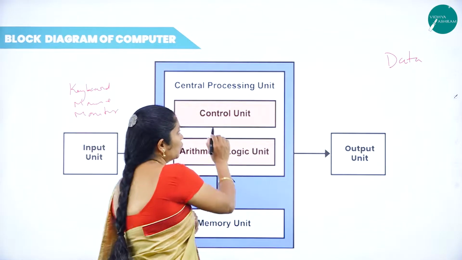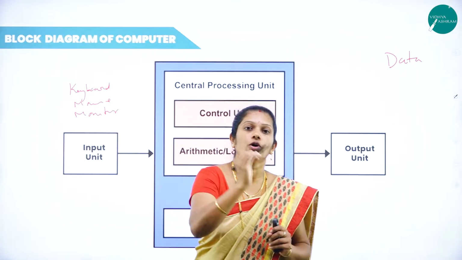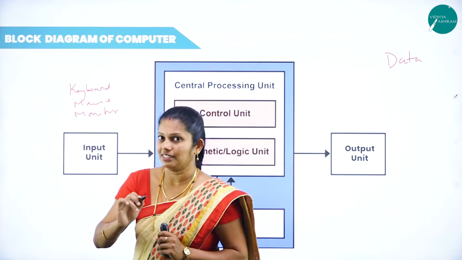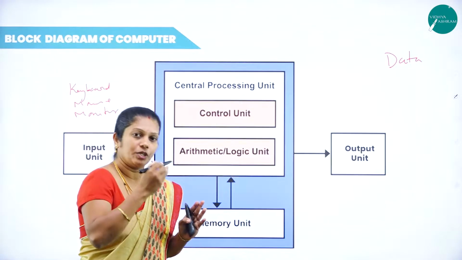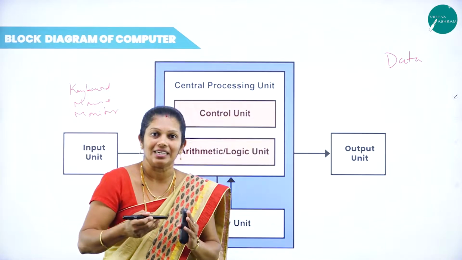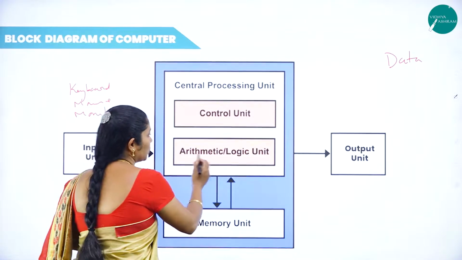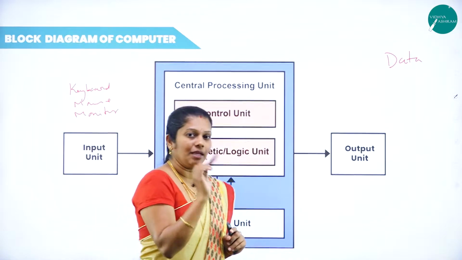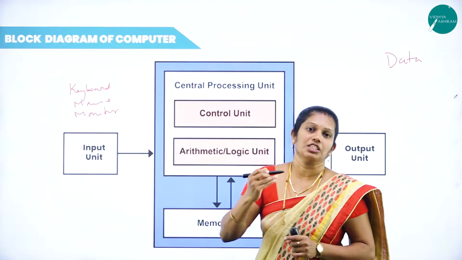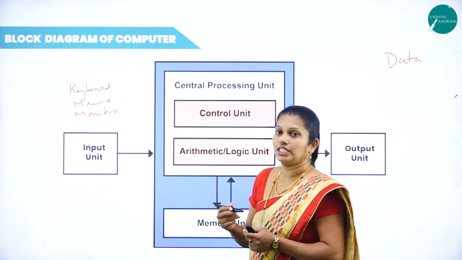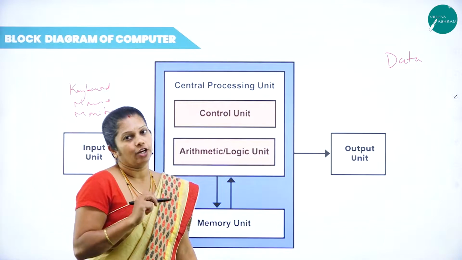The first one is the control unit. The name itself suggests control. It controls the overall operation of the computer. When it has to give a command or produce a result, how to process, all the transactions are performed by the control unit only. The next one is the arithmetic and logic unit. It helps to perform all arithmetic operations like addition, subtraction, multiplication, division, mod, along with logical operators like AND, OR, NOT. All these operations are performed in the arithmetic and logic unit.